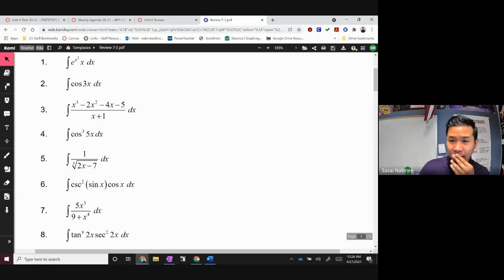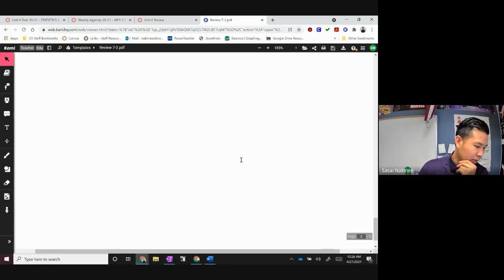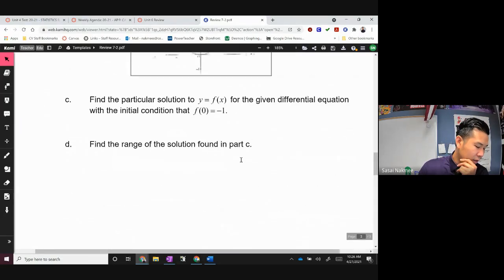And then I think that's it. I think one more is left, number 12D. What's 12D? Find the range of the solution found in part C. You've got to find out what the function is, then you've got to find out what the range is. You have a couple of ways to find the range. Remember, the range is how high and how low a function goes.